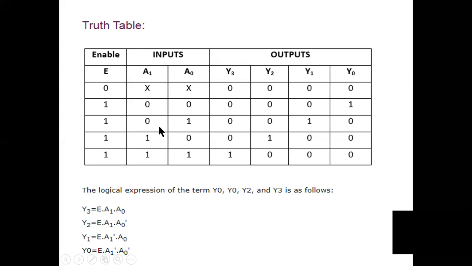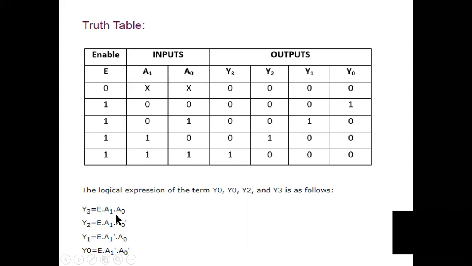Likewise, if you have 0, 1, with E enabled, it is already on. Suppose 0, 1 means 1, Y1 will be activated. Out of many outputs, only Y1 is enabled, that is high. Likewise, 1, 0 is 2, so Y2 is enabled. 1, 1 means 3, so Y3 is enabled. Out of many outputs, only one is generated according to the number.